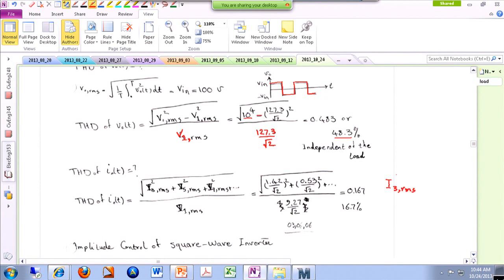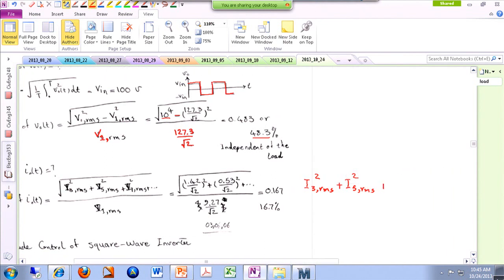I3 RMS is the first term that we don't need. Then I5 RMS is the second term that we don't need. Then I7 RMS squared. These are the things that we don't need, divided by the good one, which is I1 RMS. So we have all of these terms, I1, I3, I5, I7. In the end, this turns out to be 16.7%.